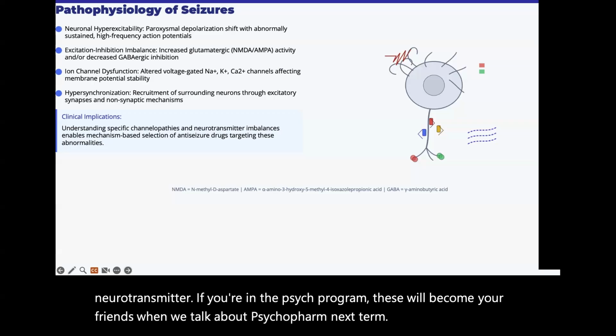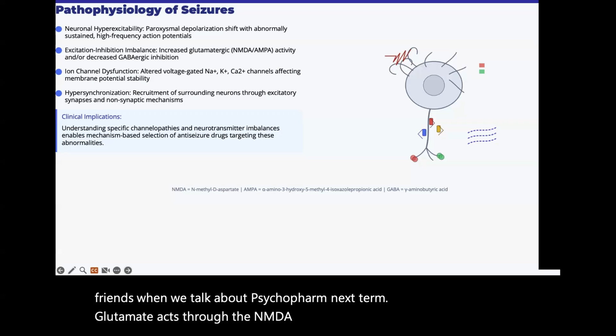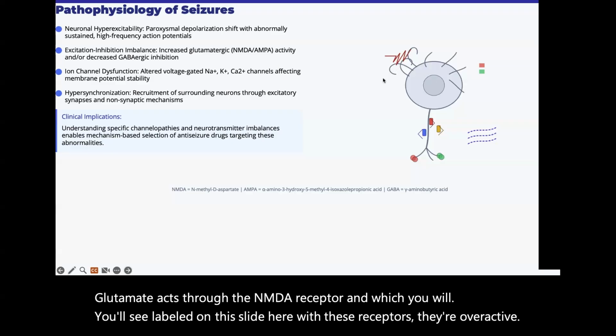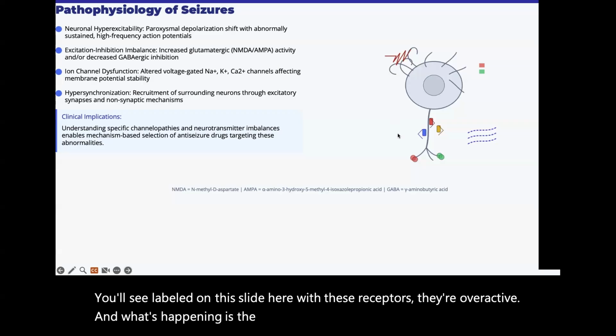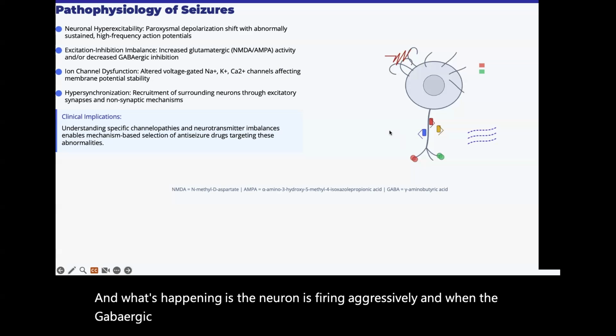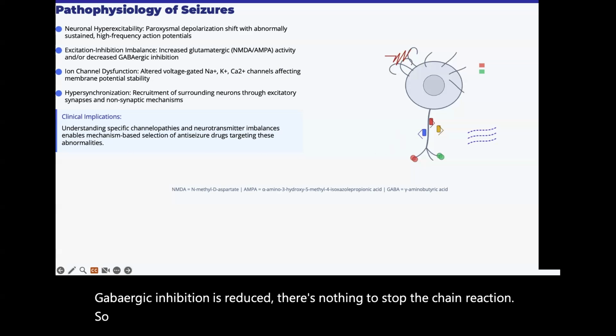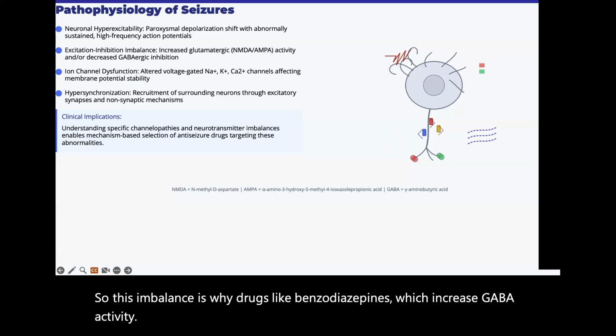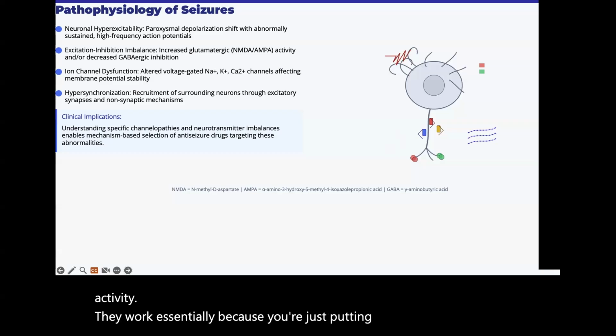Glutamate acts through the NMDA receptor, which you will see labeled on this slide here with these receptors. They're overactive. And what's happening is the neuron is firing aggressively, and when the GABAergic inhibition is reduced, there's nothing to stop the chain reaction. So this imbalance is why drugs like benzodiazepines, which increase GABA activity, work essentially because you're just putting more inhibitory neurotransmitter in the system.